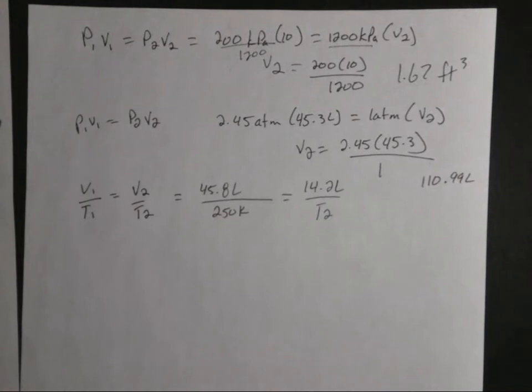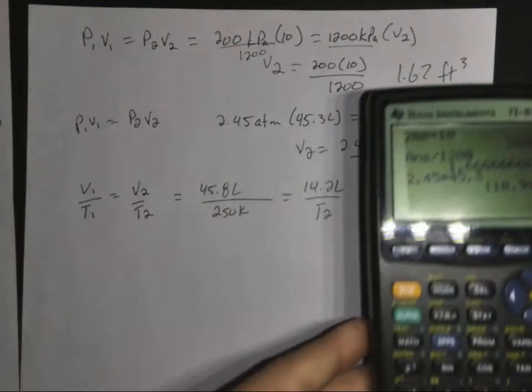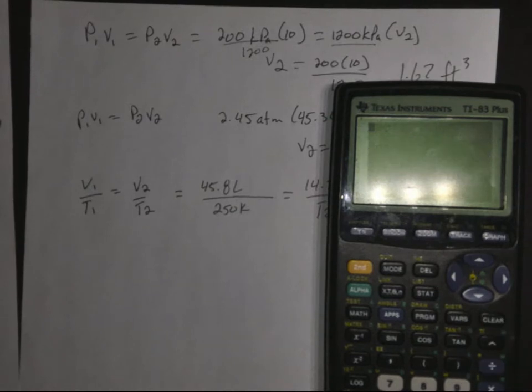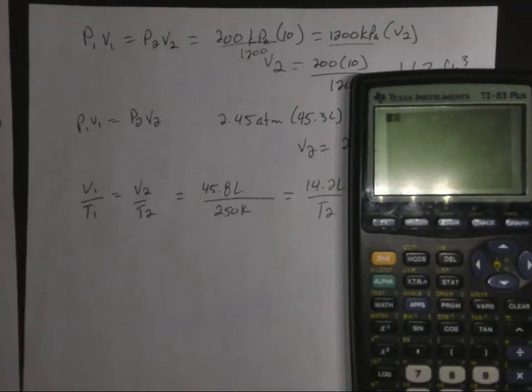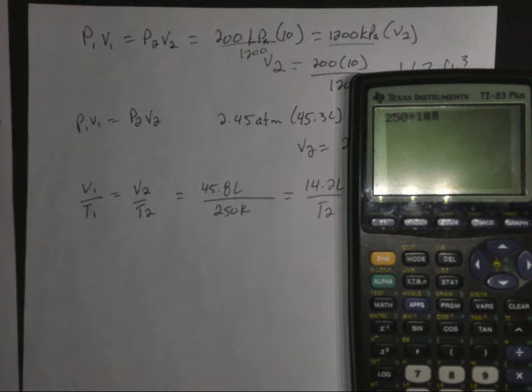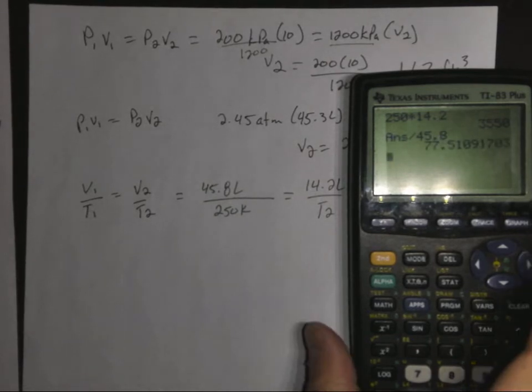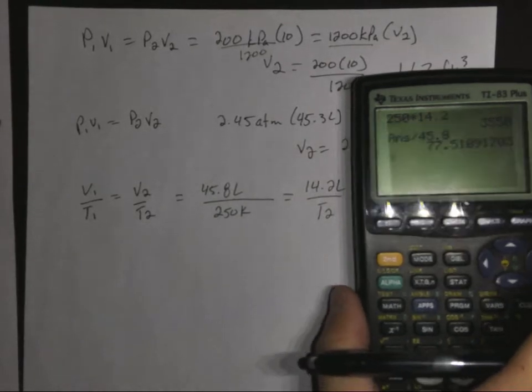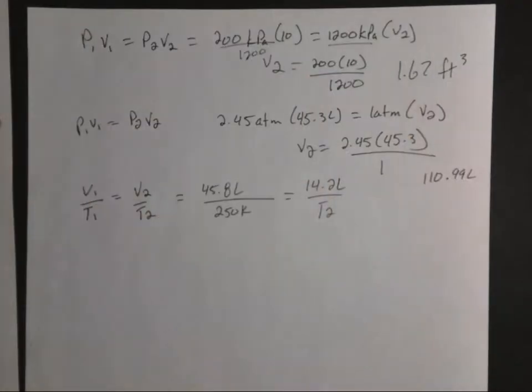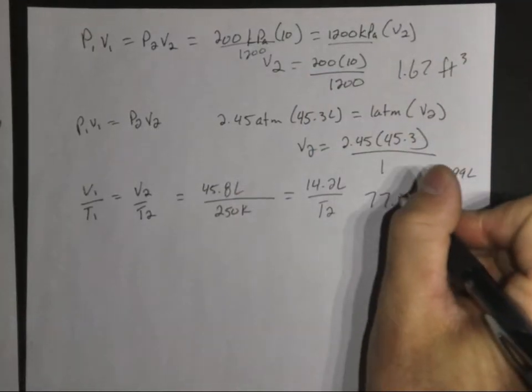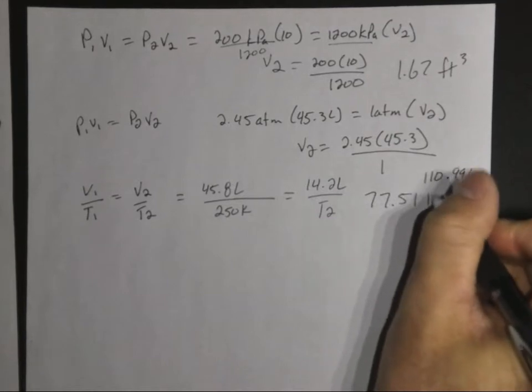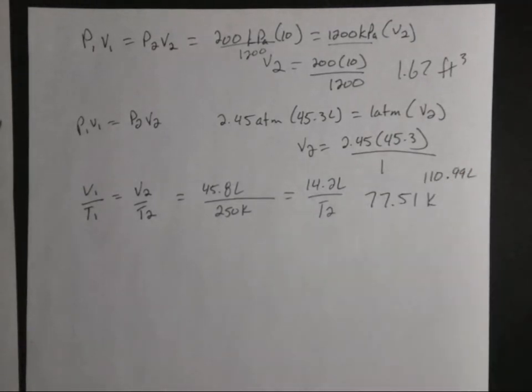So on these, you simply cross multiply. So you would do 250 times 14.2. That equals 3,550. We divide that by 45.8, and we get 77.51 Kelvin. Okay, on to the next one. So we're on question number 6.